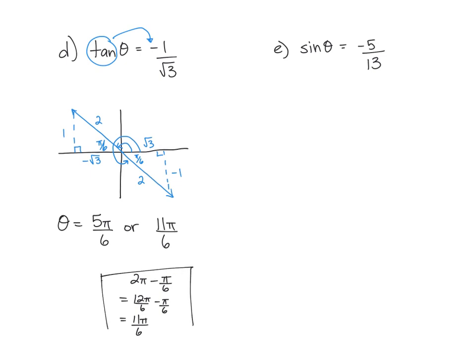So now if we take a look at E, we'll notice a few things. We notice that my ratio for sine is negative, which when we're thinking about sine is opposite. Opposite means vertical. So where are our opposite sides? Our vertical side is negative. So my vertical side is negative in quadrants 3 and quadrants 4.